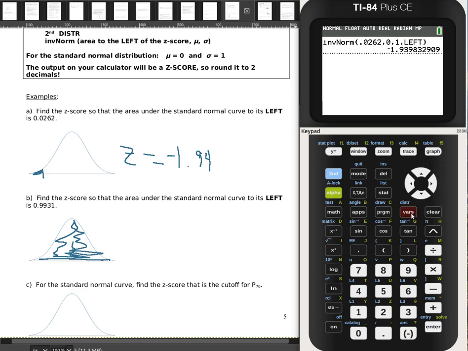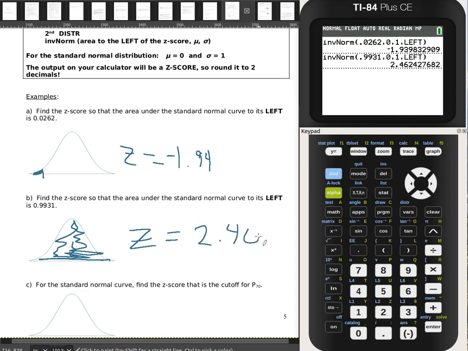Well, same deal. We go to inverse normal. This time the area that we're looking for is 0.9931. We're using also the tail on the left. So let's see that one. That z-score that we're looking for is going to be 2.46, rounding to 2 decimal places, of course. So far, so good. What about this one?